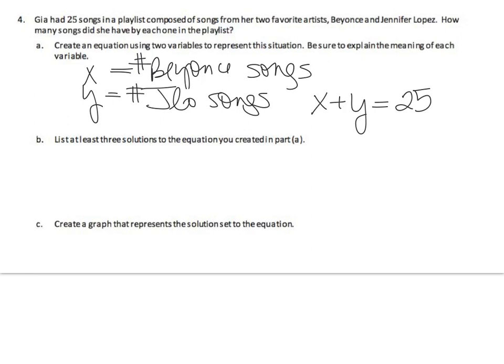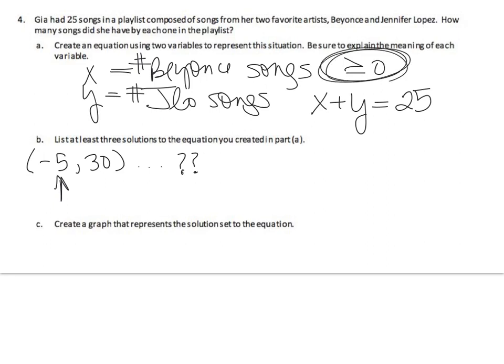I guess the one thing I can't do, if you think about it, my previous slide had things like negative 5 and 30. Is this a valid solution for this equation? Can I have negative songs for Beyonce? No. So we actually have some limits in this problem, that all of my values have to be greater than or equal to 0. My J-Lo songs, my Beyonce songs have to be greater than or equal to 0. So I know that every time I pick an x and a y, they have to be positive, no matter what I pick.